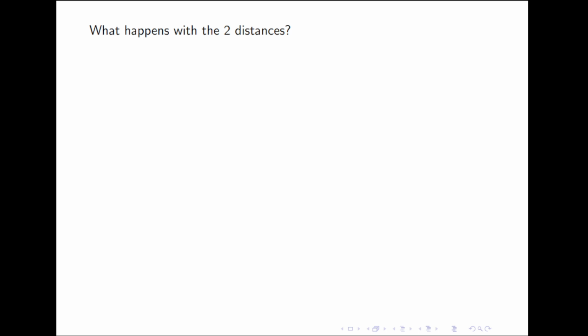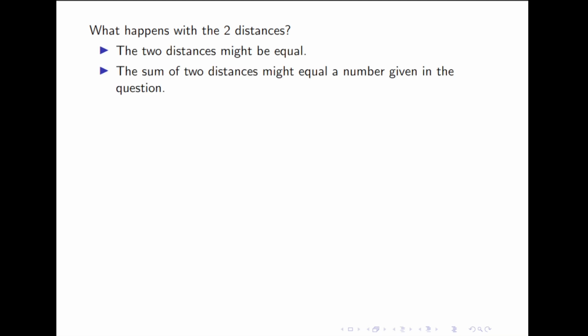What happens with the two distances? Read the question carefully to figure out what is happening with the two distances. Usually, it's one of the following situations. The two distances might be equal, or the sum of the two distances might equal a number given in the question.